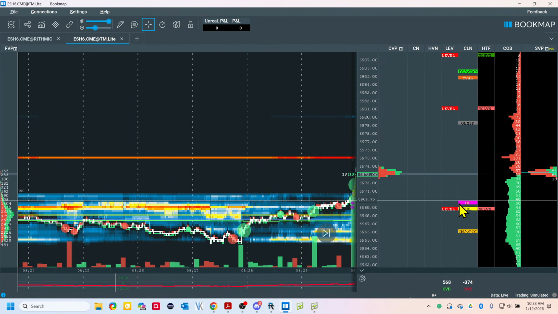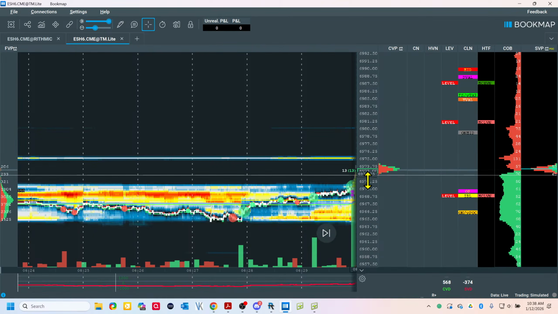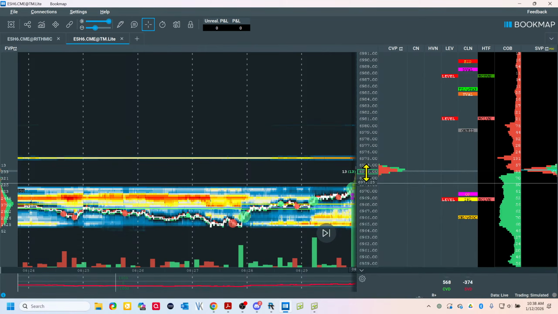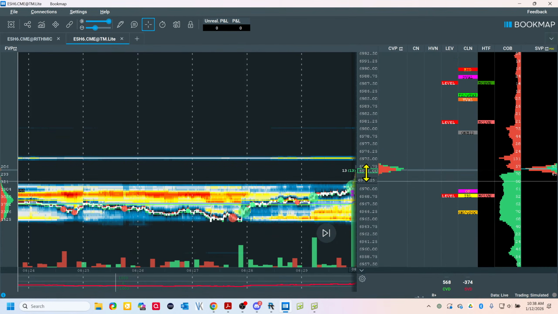Let me make sure I got the levels right here. Here's yesterday's low, ETH low. And I think, okay, value area low. Okay, outside of value, below value. So we're opening in range outside of value in an uptrend. This is the value area low.